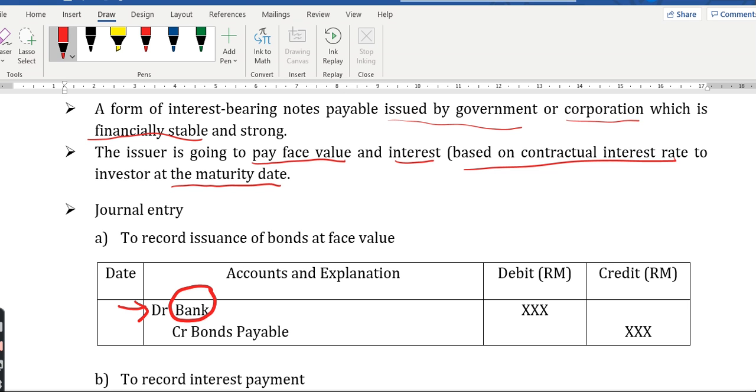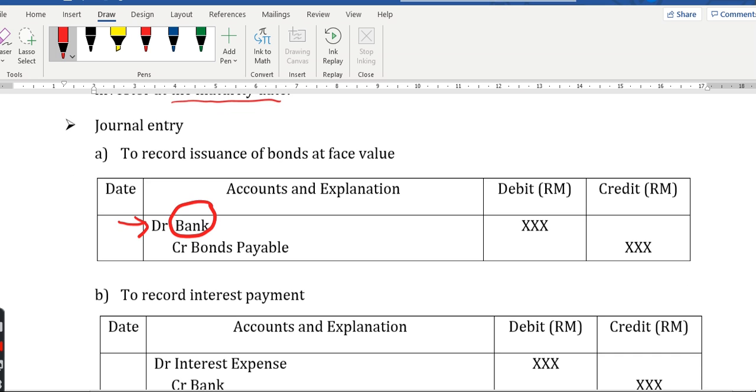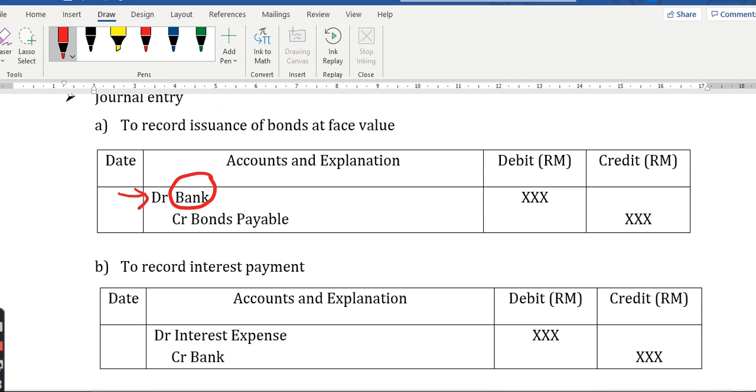Since the tenure of the bonds payable is for a longer period of time, that means every year you are obligated to pay the interest. The interest is paid based on the contract mutually signed by the corporation. We are going to pay the interest either twice a year or maybe once a year, depending on the information given in the question. Once you are making payments for the interest, you will debit interest expense and you will credit bank.